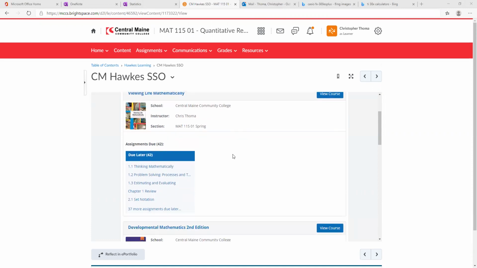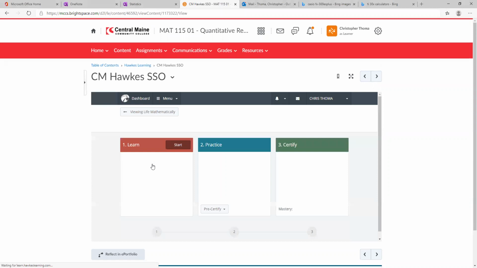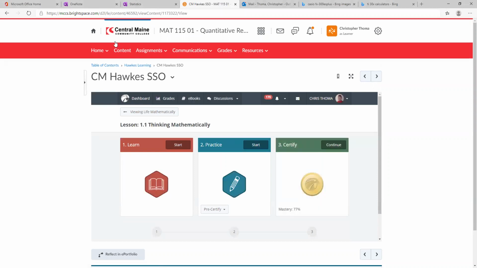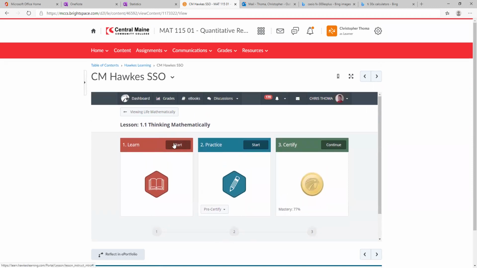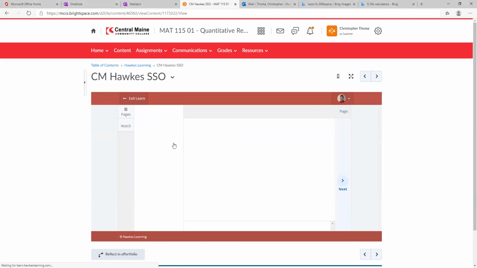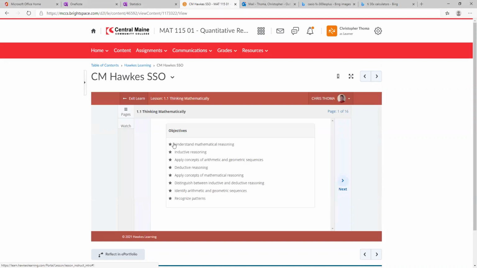When you log into your Hawks SSO, you can see there's 42 assignments due, right? I can't change this. This is a Hawks thing. I only care about the chapter reviews, right? But the reason I still have all these assignments in here is I would still like you to go in and do some of the Hawks, because this is where you get to practice things, right? So we'll go to thinking mathematically. So this is what we're going to learn today, right? So the way Hawks works, you have this learn. So this is a good place to go if I've taught the lesson for the week and you're like, he made no sense.